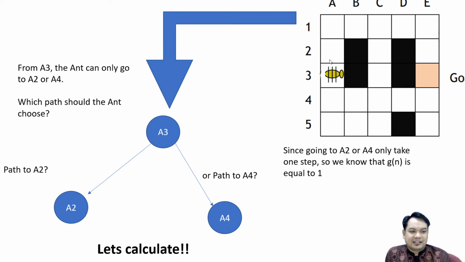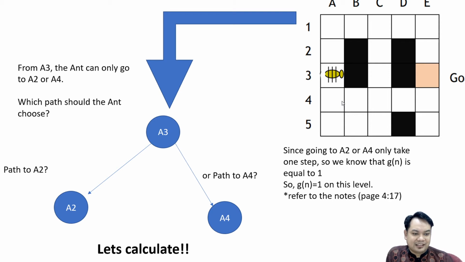Okay, the cost is the number of boxes that the N has traveled. So to A2, the cost is 1. So to A4, the cost is also 1. So dua-dua cost dia sama. So we know that Gn is equal to 1. So kalau kira level ni, dia level dia 1.